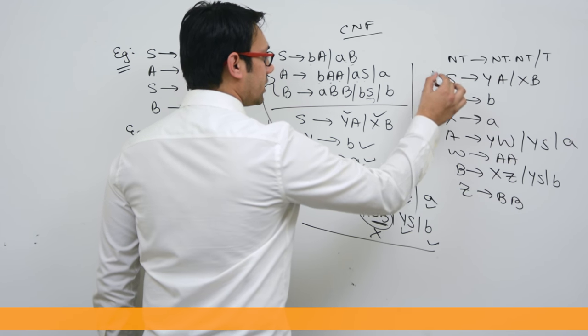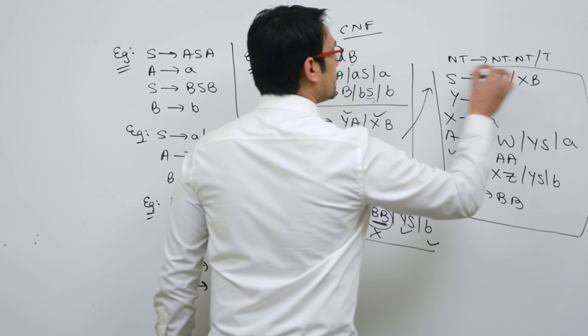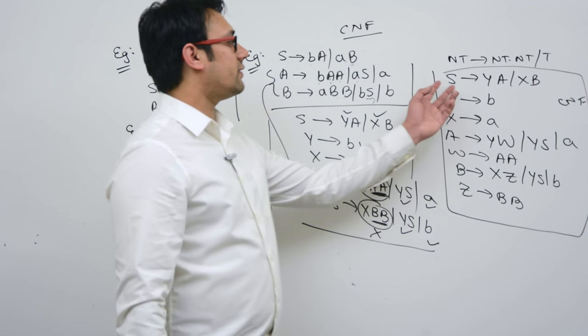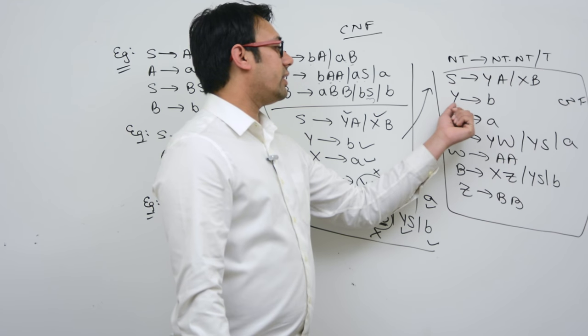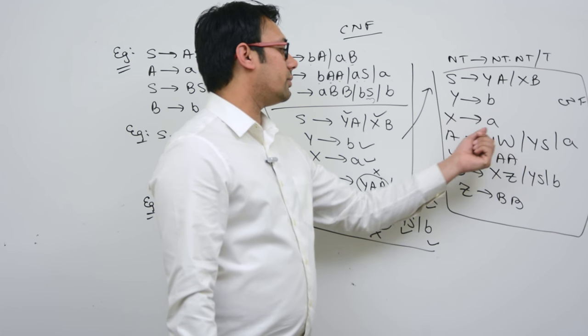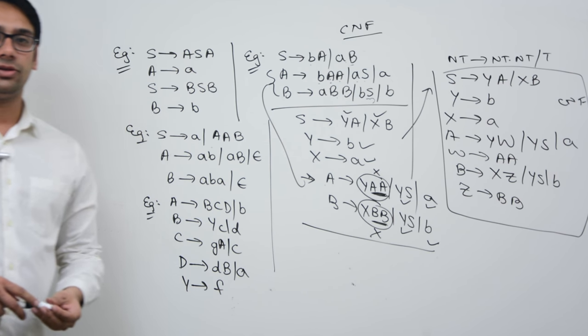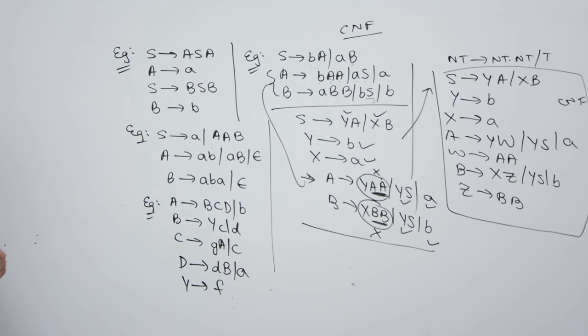Now this given grammar is in CNF, Chomsky normal form, because for every production, S is deriving two non-terminals, Y is deriving a terminal, and so on. Okay, so these are the examples of Chomsky normal form. So let us take these three examples and convert them into CNF. Okay.